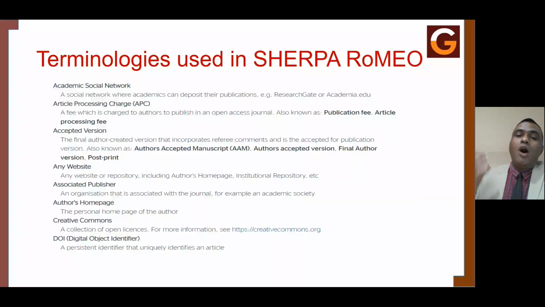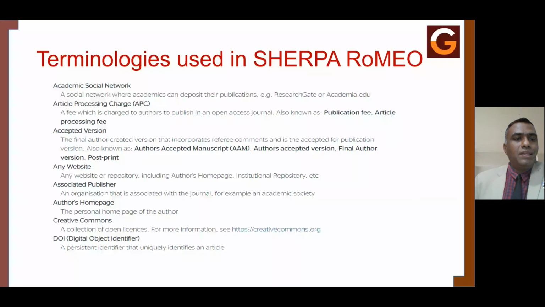institutional repository. So apart from accessing the research paper from the journal under a particular publisher, readers can also check whether they can access the paper from the author's homepage, or whether it is possible to access the research paper published under the institutional repository. I hope that terminology is very much clear.